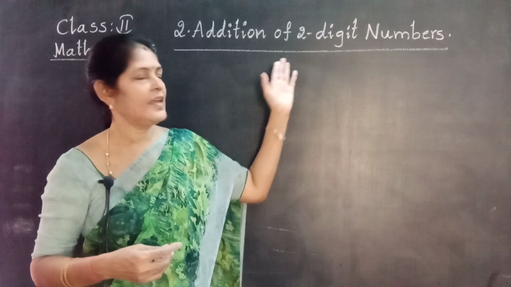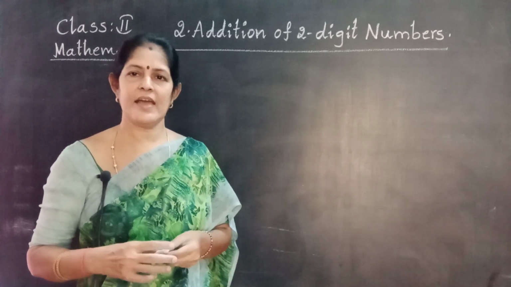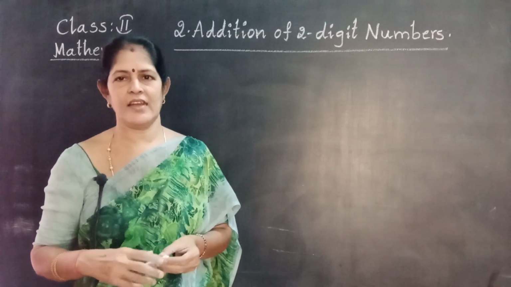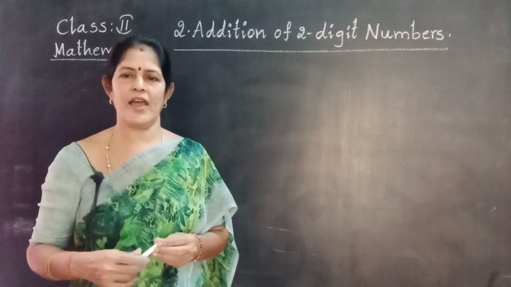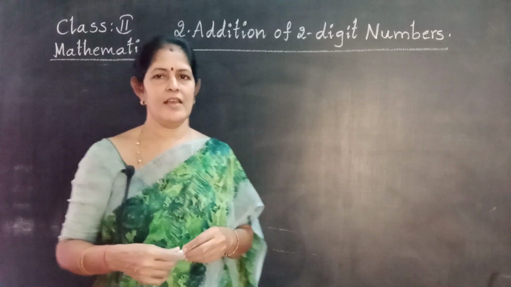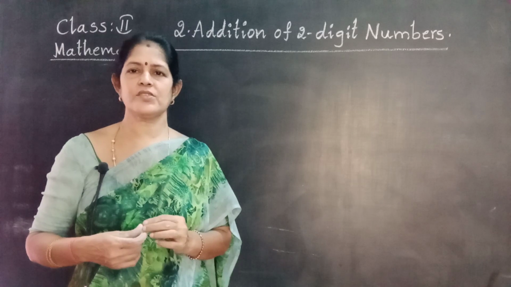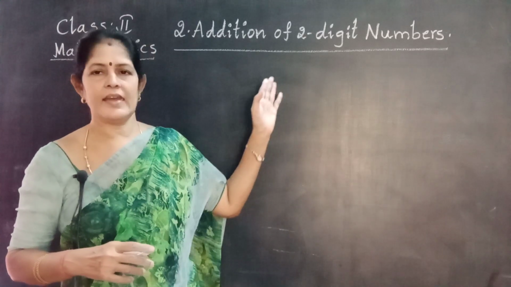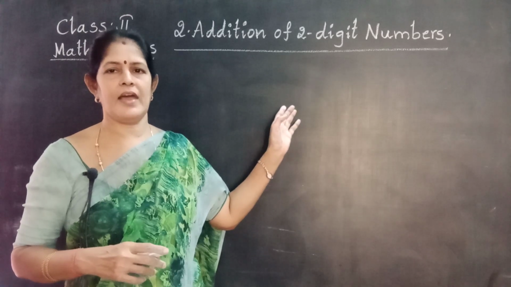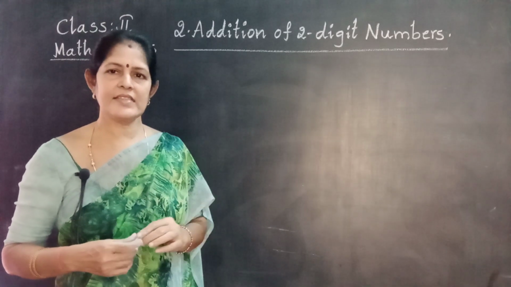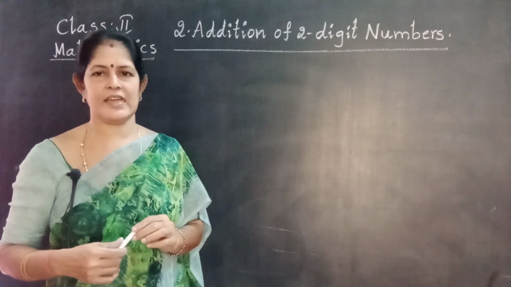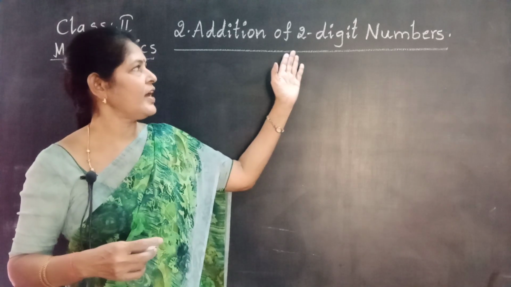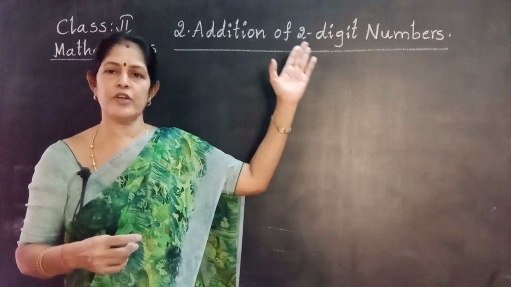Before going to today's class, we are going to revise the previous class. First of all, what are one-digit numbers? 1 to 9. What is the smallest? 1. What is the greatest? 9. Coming to two-digit numbers, what is the first two-digit number? 10. 10 is the smallest two-digit number and 99 is the greatest two-digit number. Yes or no?